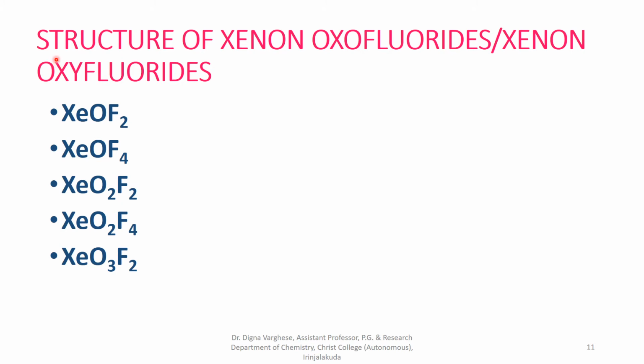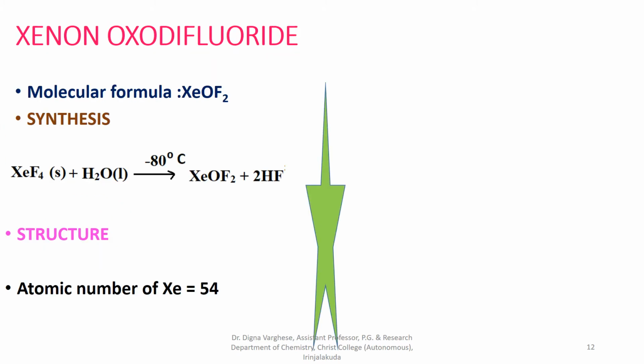Now we are going to discuss the structure of xenon oxofluorides or xenon oxyfluorides. First compound is xenon oxodifluoride. Second one is xenon oxotetrafluoride. Third one is xenon dioxo difluoride. And fourth, xenon dioxo tetrafluoride. Fifth one is xenon trioxo difluoride. Xenon oxodifluoride molecular formula is XeOF2.